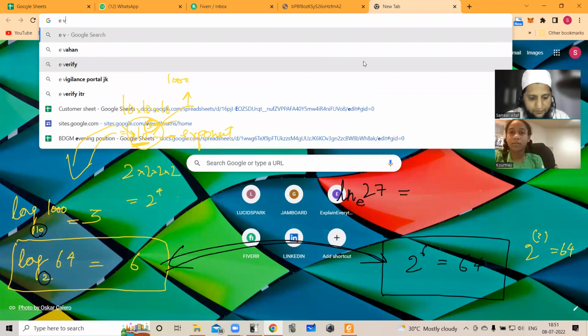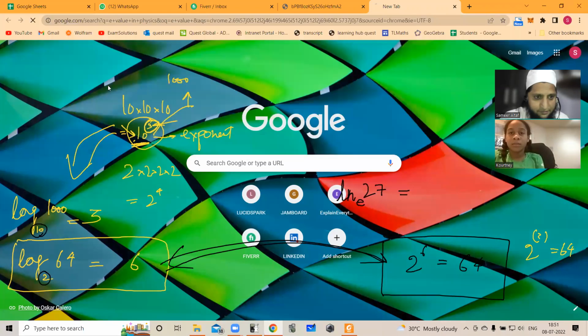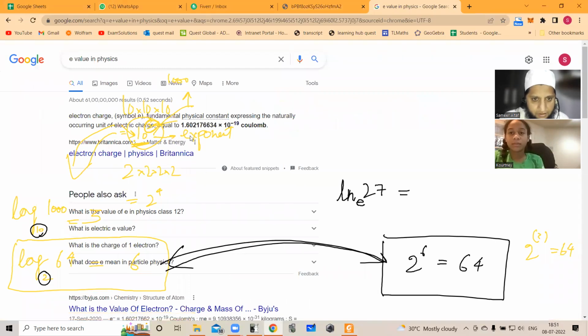E value in physics. No, not this E. Euler's constant, E-U-L-E-R-S.